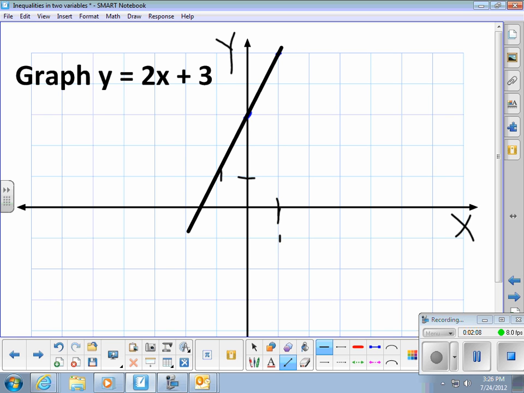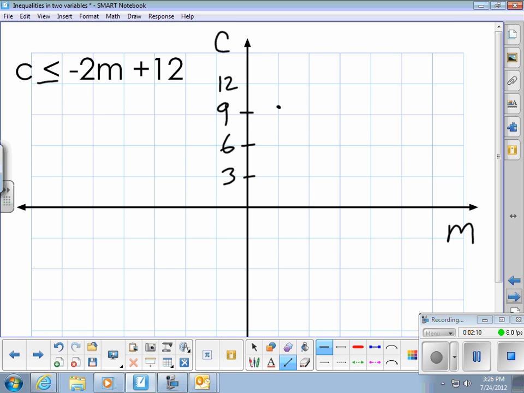Well, back to this inequality. We'll have the C-axis, and we have an intercept of 12, so I'm going to have each square represent 3, and then for the number of McFlurries, each square will represent 1. So the y-intercept on that would be 12. The slope is negative 2. So down 2 to 10 and over 1.